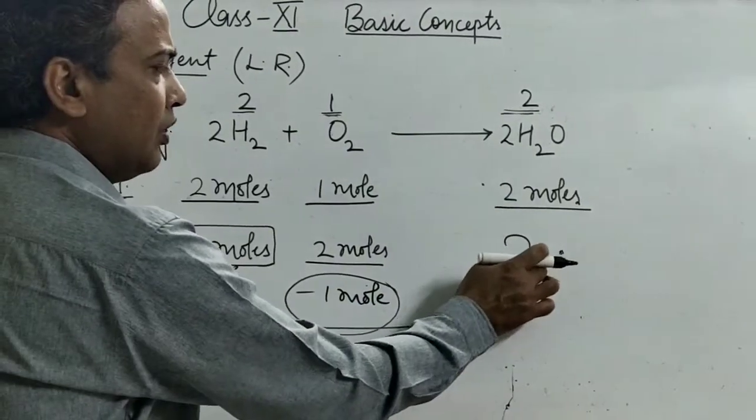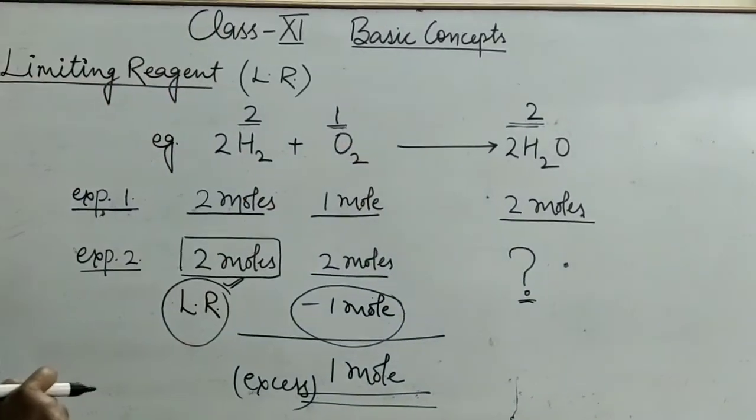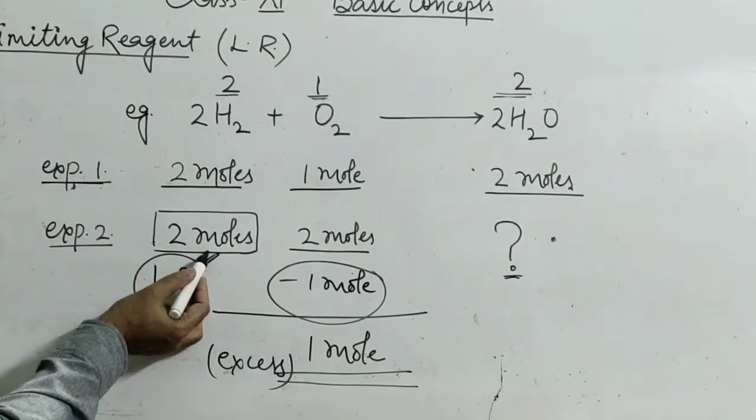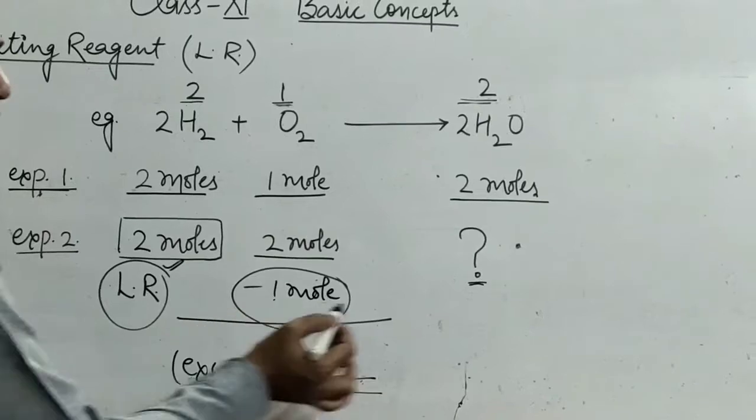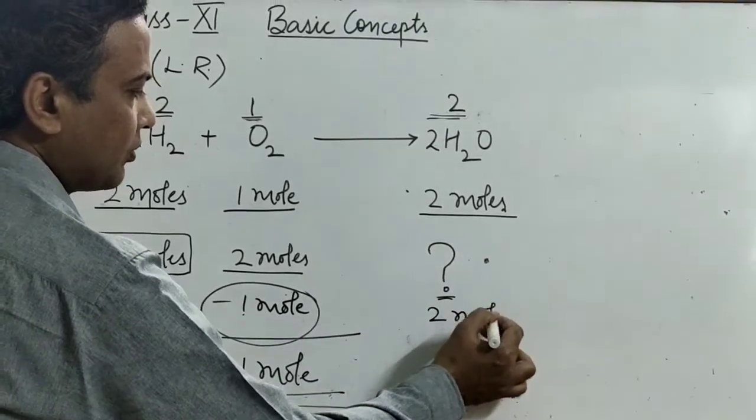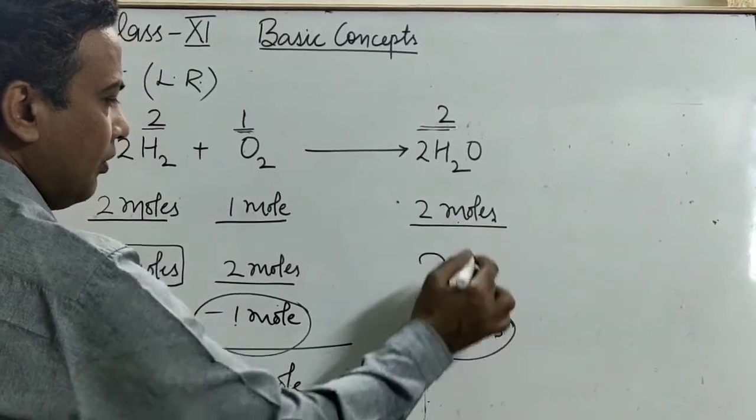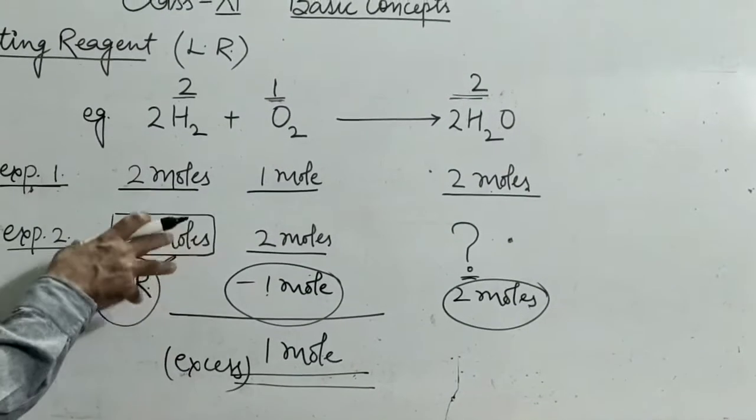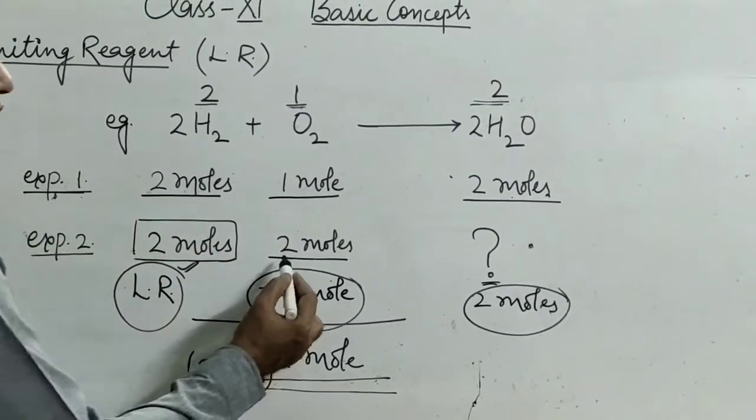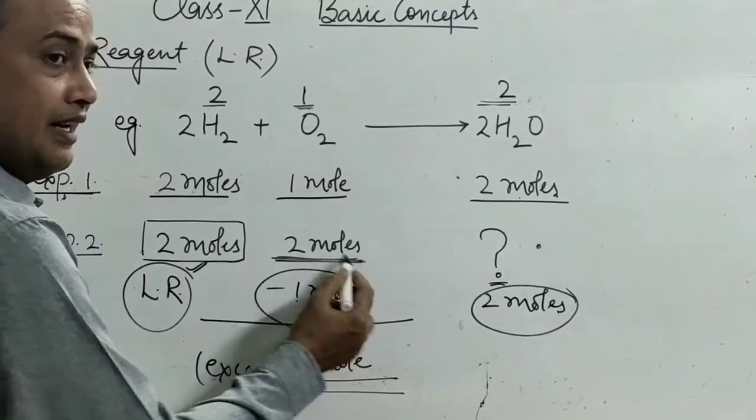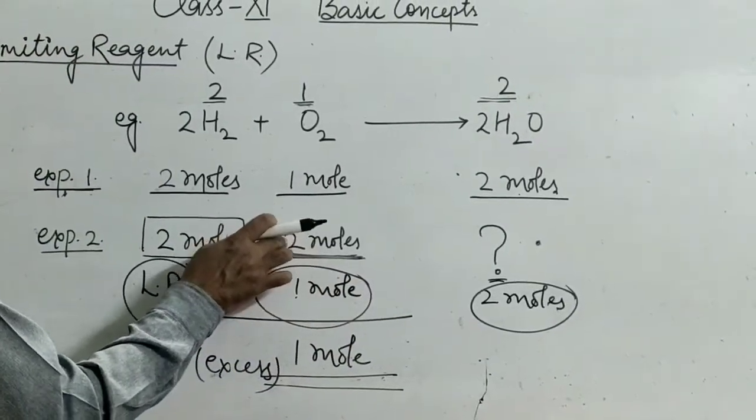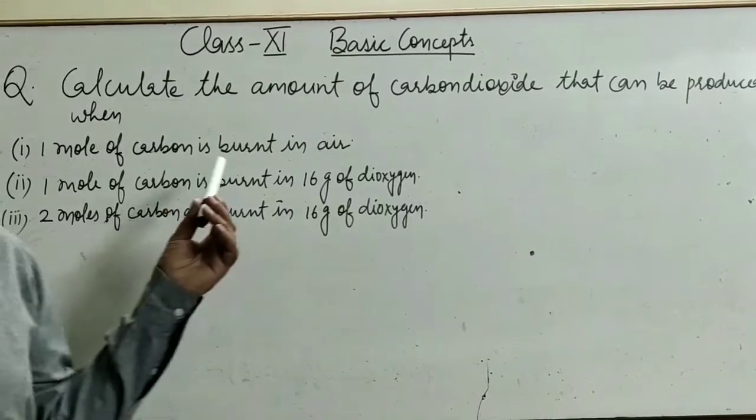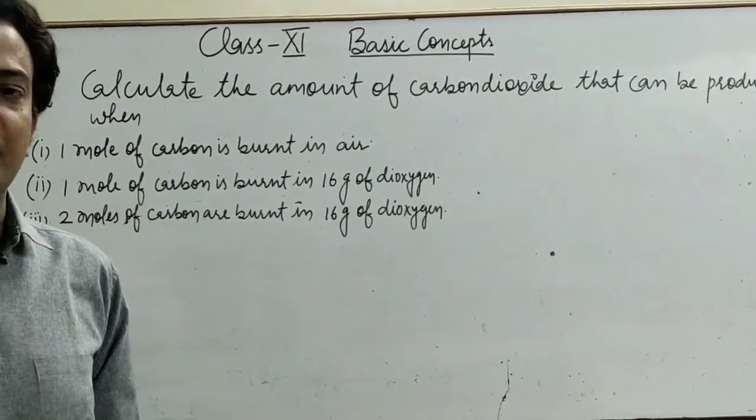Now, what amount of H2O is formed in this case? Again, it is suggested by the stoichiometric coefficient. 2 moles of H2 will react with 1 mole of O2. It will give you 2 moles of H2O. The amount of product being formed is decided by the limiting reagent. It is because limiting reagent is completely reacting. It is not decided by the reagent taken in excess, because reagent taken in excess is not completely reacting in the container.